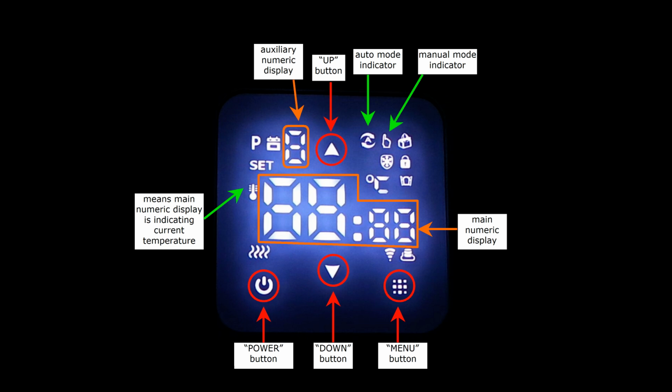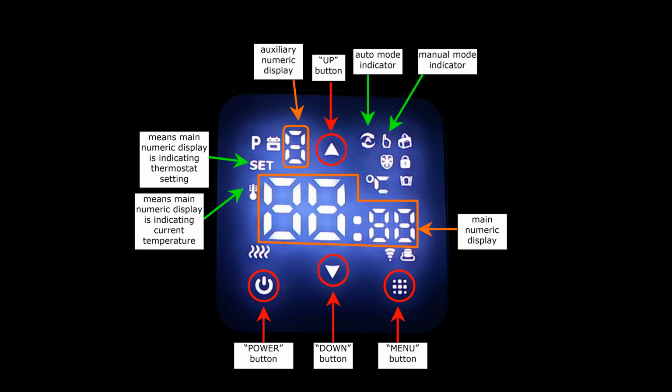We have an indicator which looks like a thermometer, and when that's illuminated, that means that the main numeric display is indicating the current room temperature. Just above that we have an indicator which has the word set. When that's illuminated, that means that the main numeric display is indicating the thermostat setting.